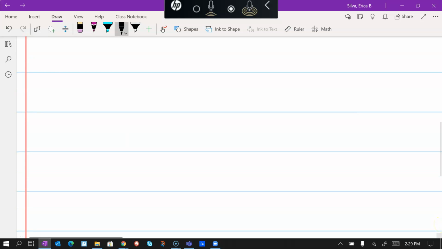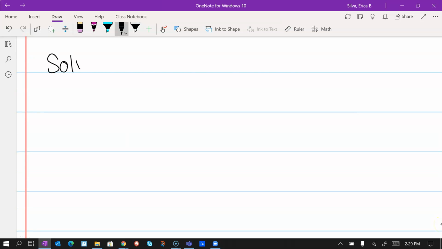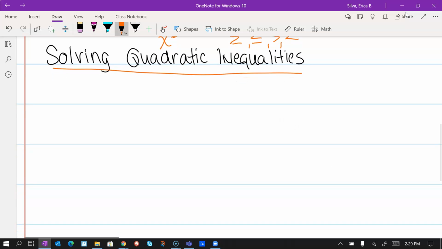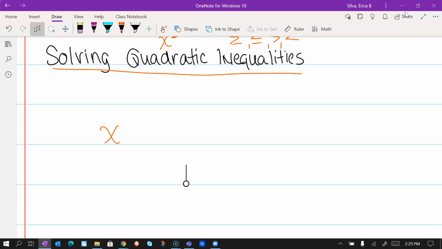All right, so let's write down solving quadratic inequalities. Let's remember quadratic is when we have a function that has that squared. And inequalities is when we use these symbols. So let's go ahead and review what an inequality does or what it means.